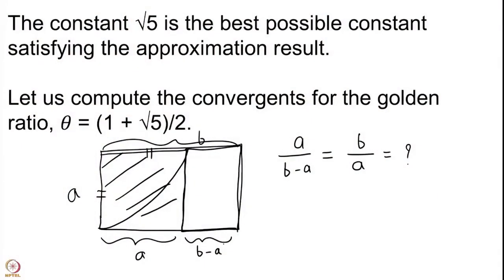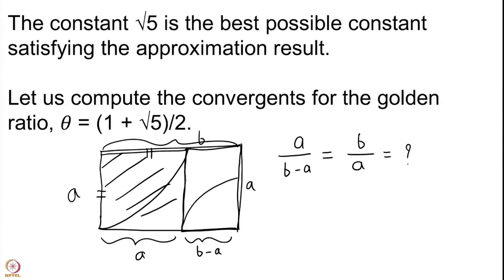That means you expand both the length and breadth of the new rectangle by a fixed quantity, multiply that by a fixed quantity and you get your original rectangle. Then what should the ratio be? And the question is, does it hold again for the smaller rectangle? Now here B minus A is smaller than A.